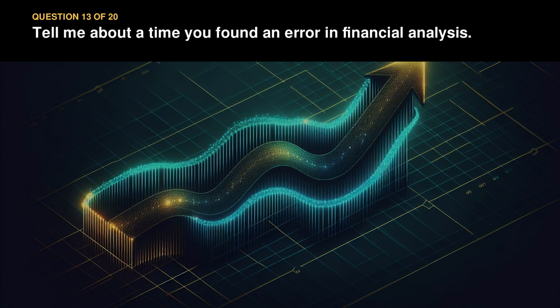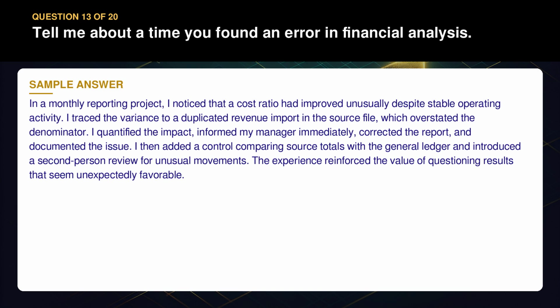Question 13. Tell me about a time you found an error in financial analysis. In a monthly reporting project, I noticed that a cost ratio had improved unusually despite stable operating activity. I traced the variance to a duplicated revenue import in the source file, which overstated the denominator. I quantified the impact, informed my manager immediately, corrected the report, and documented the issue.